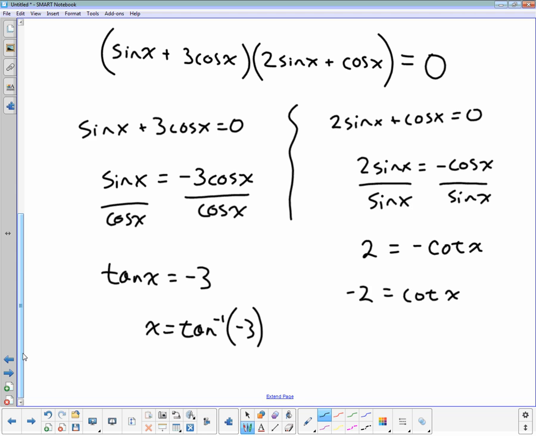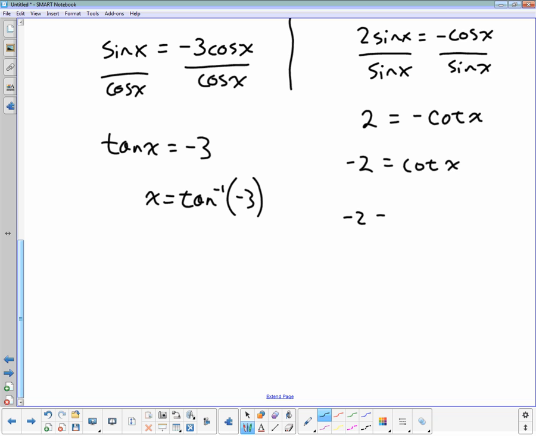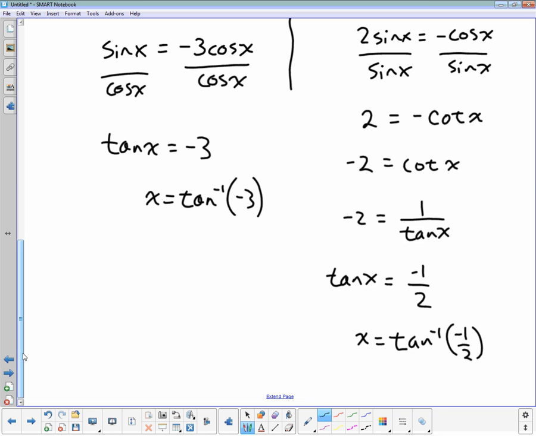And then you say to yourself, well, cotangent values are not ones that I normally have buried in the back of my brain. So what I'm going to do is turn this into maybe a tangent or something like that. You should know how to do this. And now, there we are.